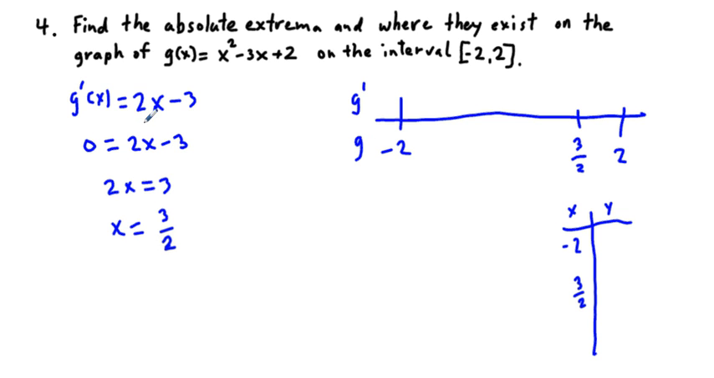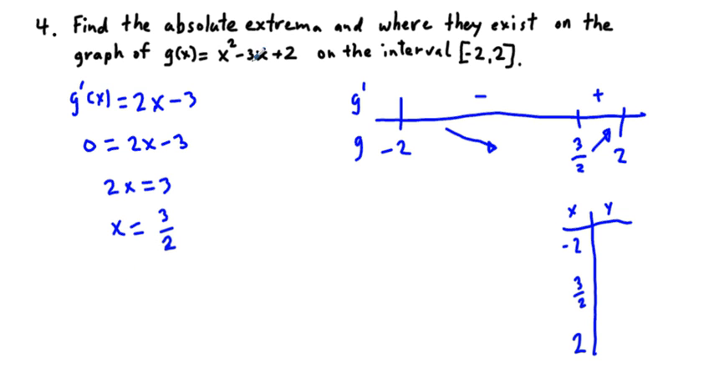Well, to the left, if we put in 0, say, we're going to get negative. So we're going to be going down to the left. And then to the right, if we put in a number bigger than 3 halves, say 2, we would get positive. So we're going up here. So this would be a candidate; in fact, it is going to be an absolute minimum for this range, and then 2 here. Okay, so we just have to plug in to find that.